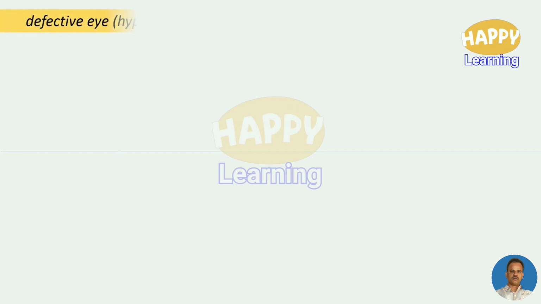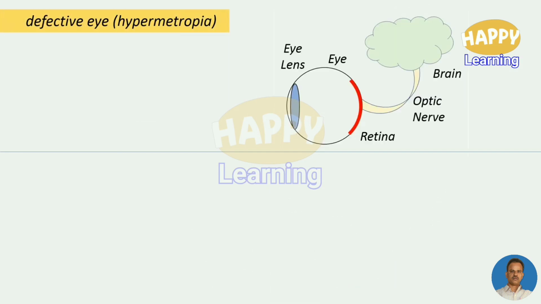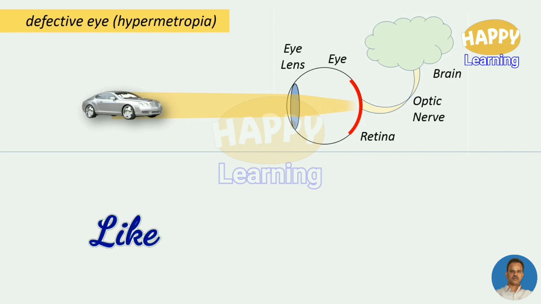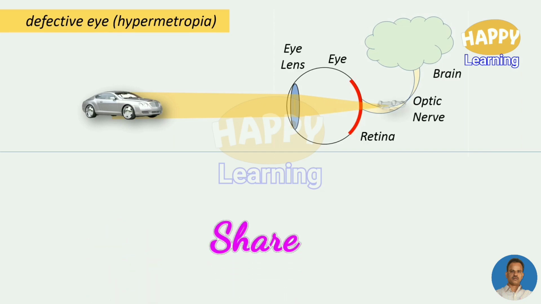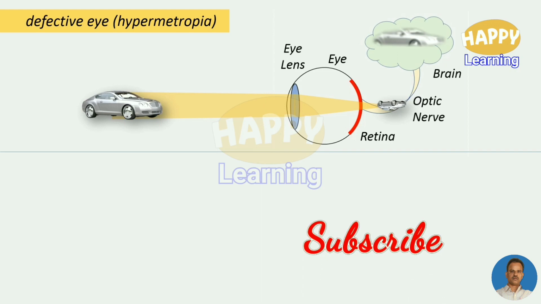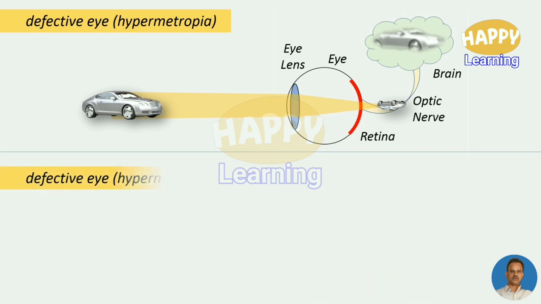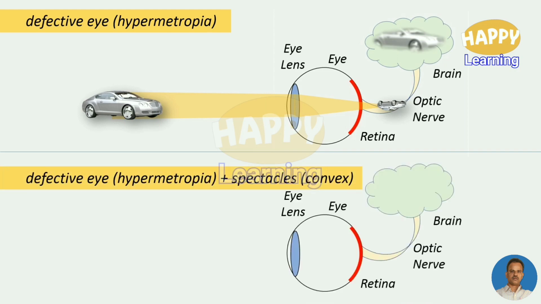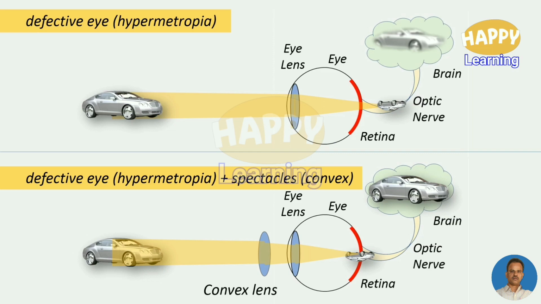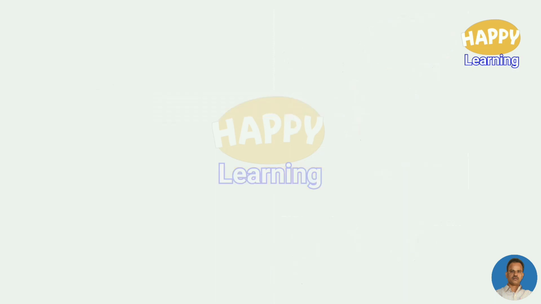Another example, defective eye, hypermetropia is the problem. The rays coming from the object are converged by the eye lens but to a point lying behind the retina. Therefore, the image read by the brain is blurred. On the other hand, if a convex lens is introduced as spectacles in front of the eye, the rays coming from the object are converged by the external lens and then again converged by the eye lens, and they meet on the retina and a clear image is observed by the brain.